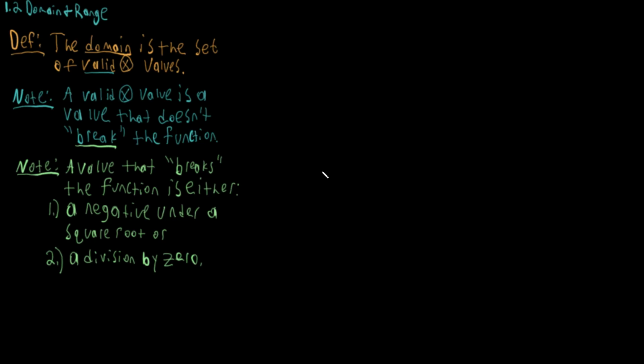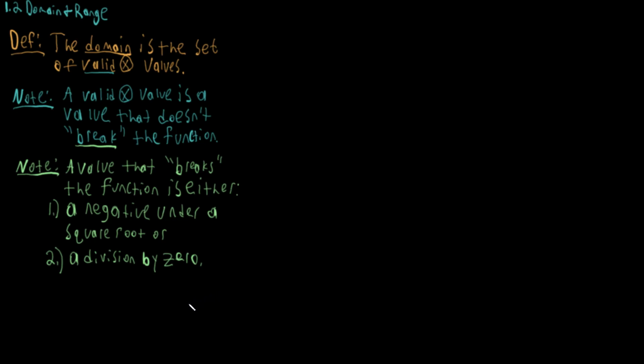So basically, the domain is the set of valid x values. Valid x values are values that don't break the function, and a value that breaks the function is either a negative under a square root or a division by zero. That is, the domain is the set of x values that don't result in one of these two situations, either a negative under a square root or a division by zero.